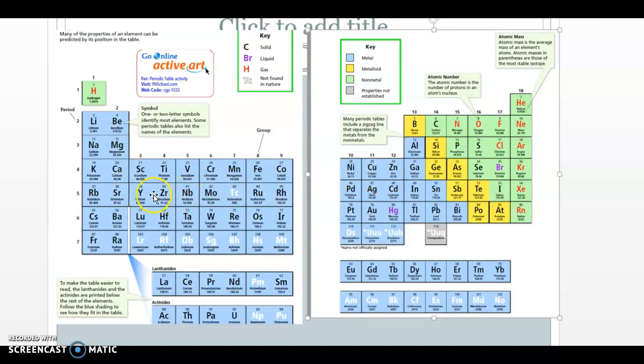Then we have the transition metals. These are the metals found in this basic group right here, all the way from group 3 over to group 12. These are where you're going to find your most common types of metals, things like gold and silver and nickel and copper and zinc. Those are all things that are used to make different things very easily.